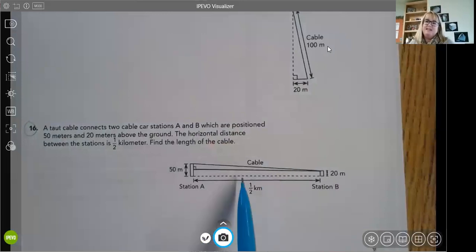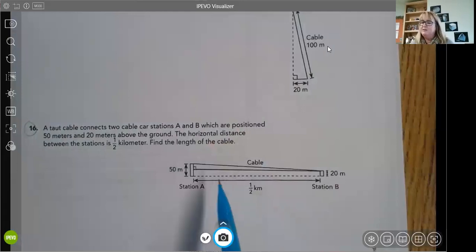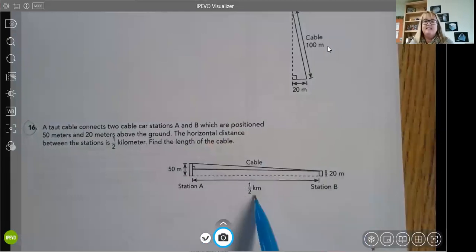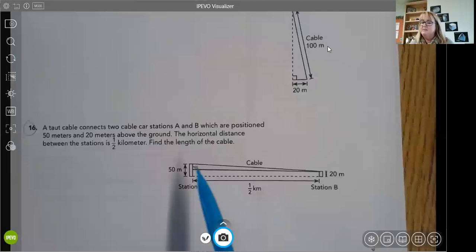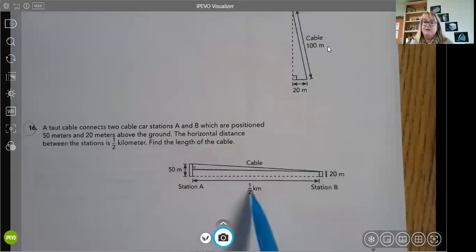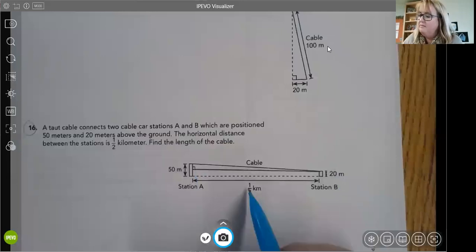There's a couple of things that make this a tricky problem, and one is that these two lengths are given as 50 meters and 20 meters, but this says 1/2 kilometer. So we are talking about different units. Since these are in meters, I want to make 1/2 kilometer into meters. Well, kilo means 1,000, so 1 kilometer is 1,000 meters. So 1/2 kilometer would be 500 meters.